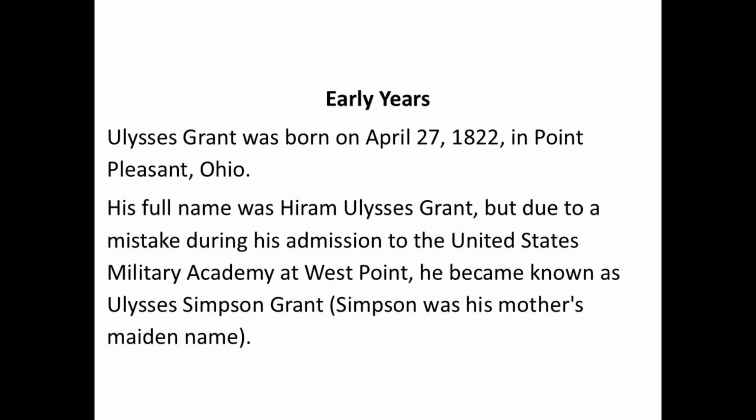Early years. Ulysses Grant was born on April 27, 1822, in Point Pleasant, Ohio. His full name was Hiram Ulysses Grant, but due to a mistake during his admission to the United States Military Academy at West Point, he became known as Ulysses Simpson Grant. Simpson was his mother's maiden name.